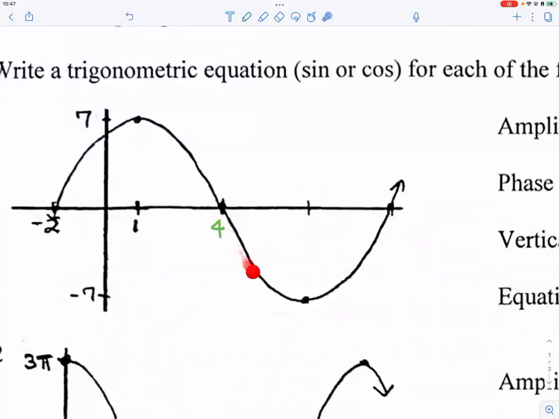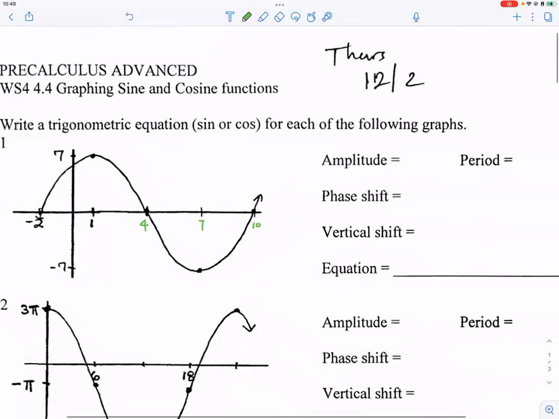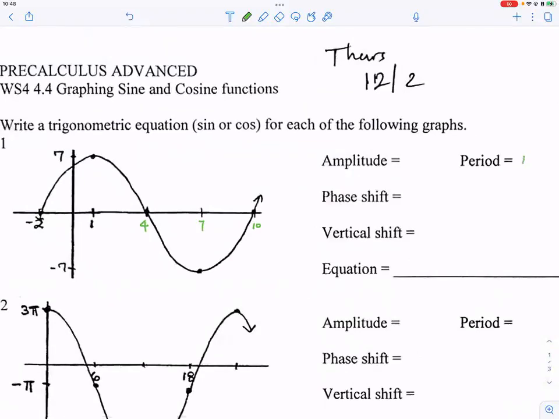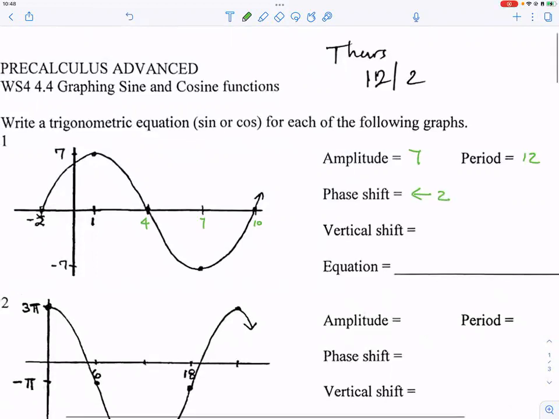If I go another quarter, I should label the next x value 7 and the next x value 10. And because of these x values, now you can tell the period being 12. What's the amplitude? 7. Phase shift? Left 2. Vertical shift? None.